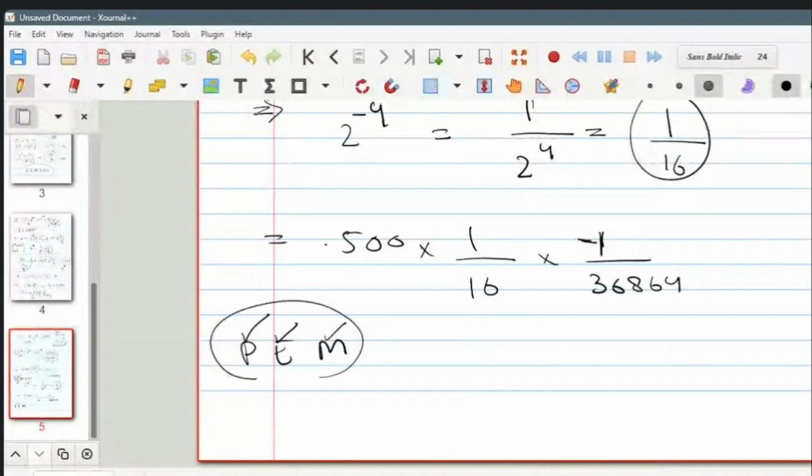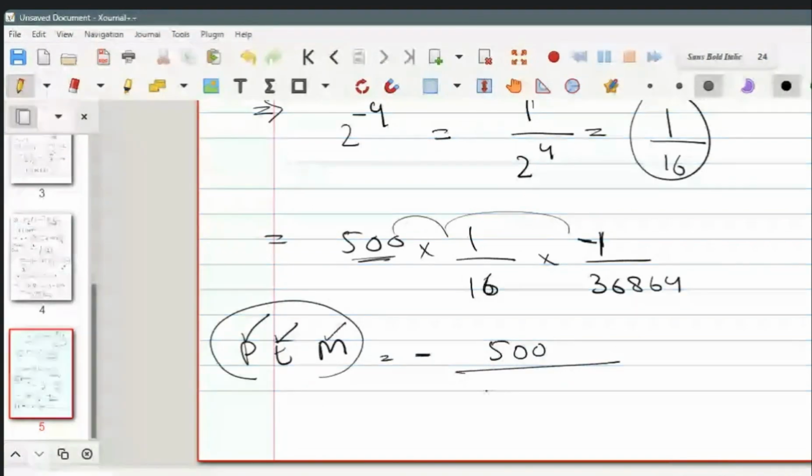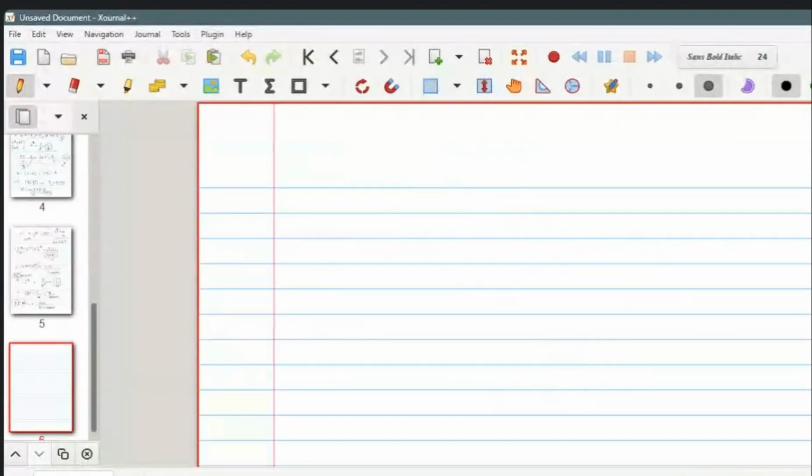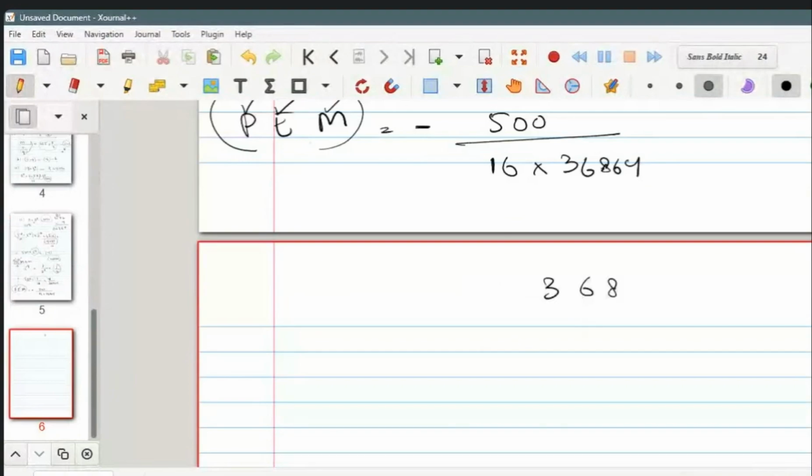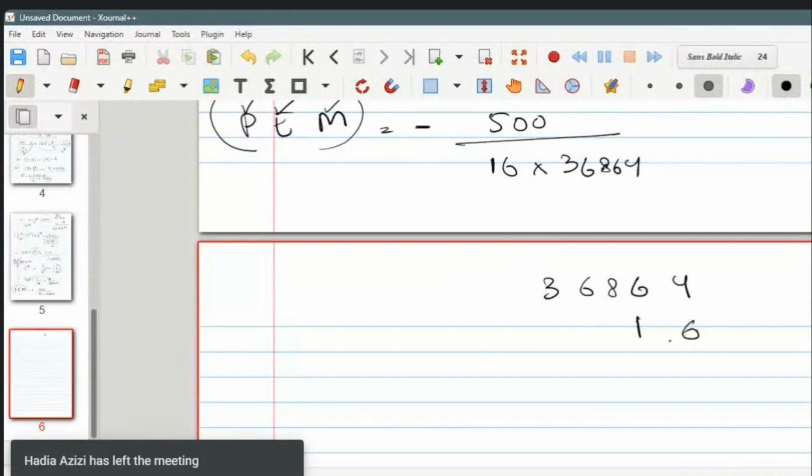We multiply by -1 as a whole, and the whole expression will become negative, and it will be like this: 500. The numerator will multiply with the numerator. This is the numerator. It will multiply with 1 and -1. So again we will get 500, and the below thing is 16. Okay, 16 multiplied by 36864. Now we have 36864 multiplied by 16. How can we do this?